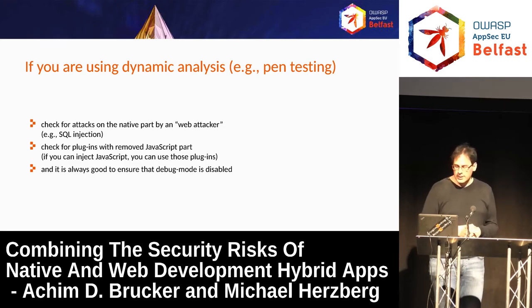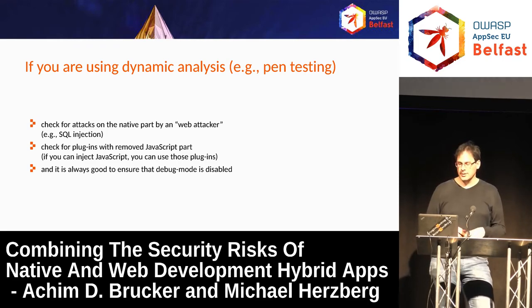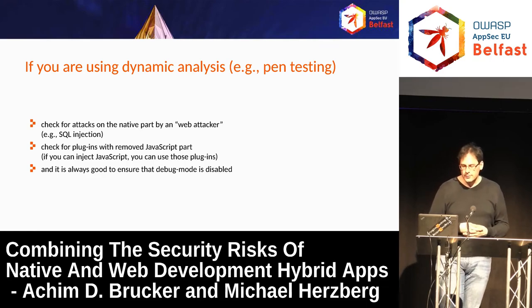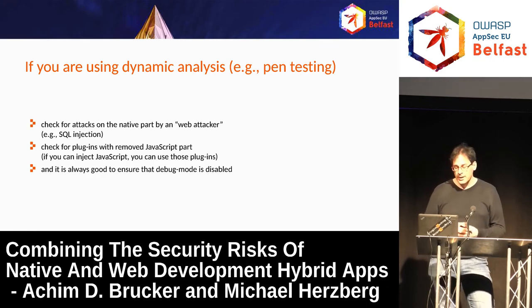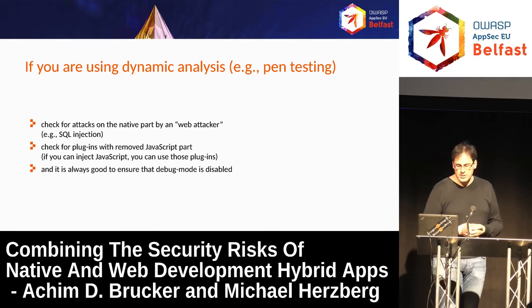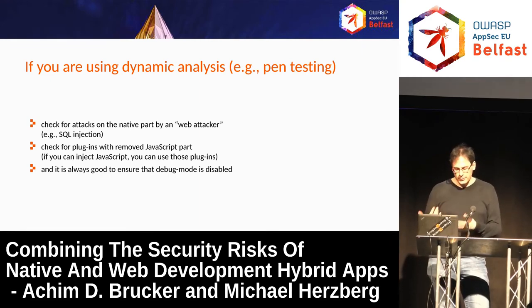Also, check for plugins in your applications that might only be shipping the native part because the developer thought that removing the JavaScript part of a plugin that provides the JavaScript interfaces already is sufficient for disabling a plugin. That's actually not true. If you're assuming that your JavaScript part could have a cross-site scripting vulnerability or some other vulnerability where an attacker can inject JavaScript, then, of course, an attacker can also inject the missing parts for accessing the Java interfaces exposed by a plugin. So if you want to remove plugins, remove both sides.